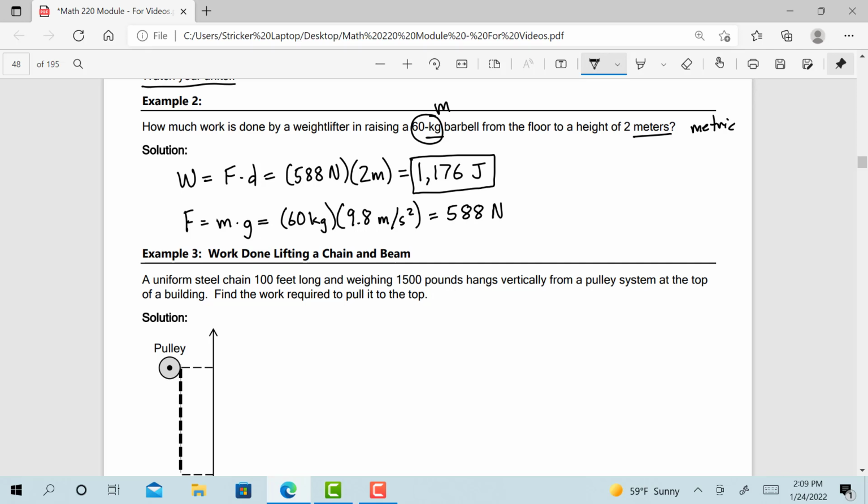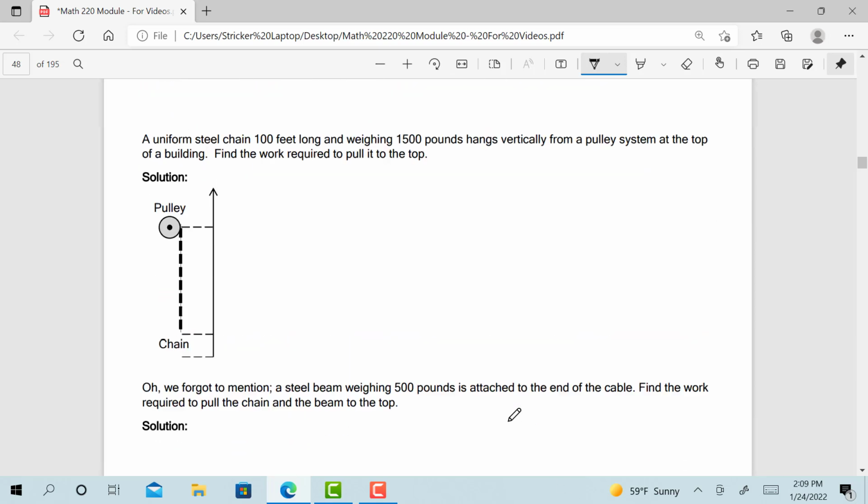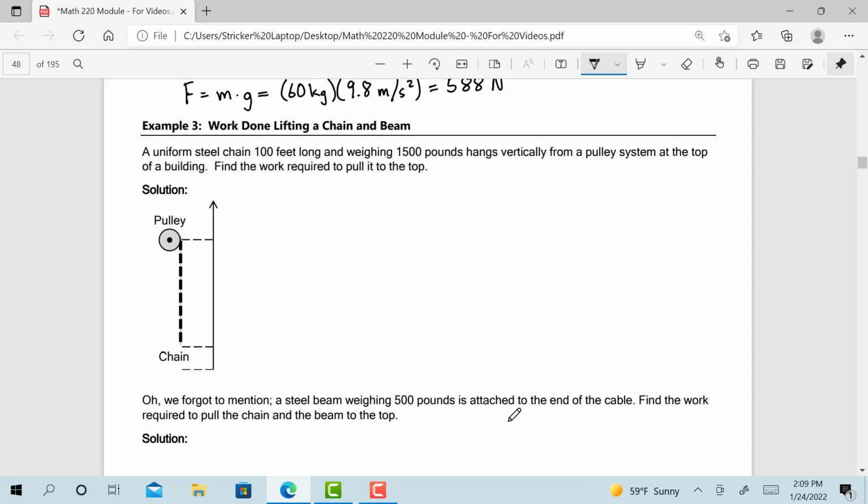So now we're going to get into one where we need to use some calculus. This next example is a little bit more complicated. If we look at example 3, it says a uniform steel chain 100 feet long and weighing 1,500 pounds hangs vertically from a pulley system at the top of a building. Find the work required to pull it to the top. Think of your building over here that has a pulley system attached to it, and a chain hanging off of this pulley that's 100 feet long.